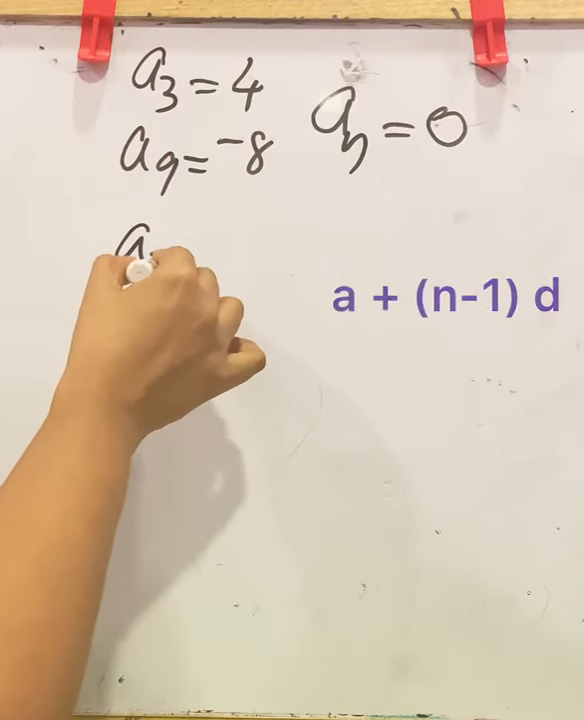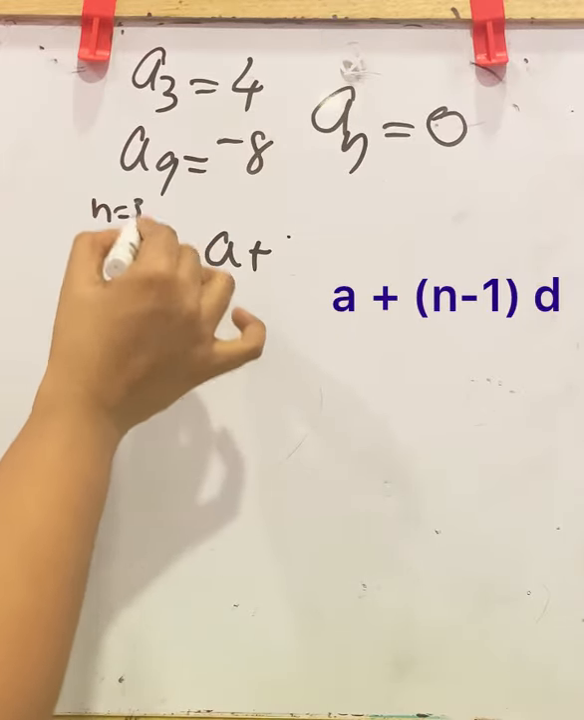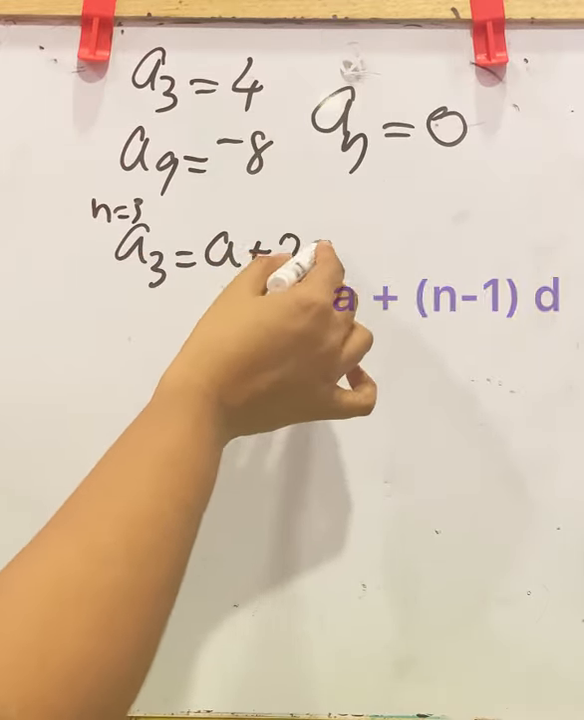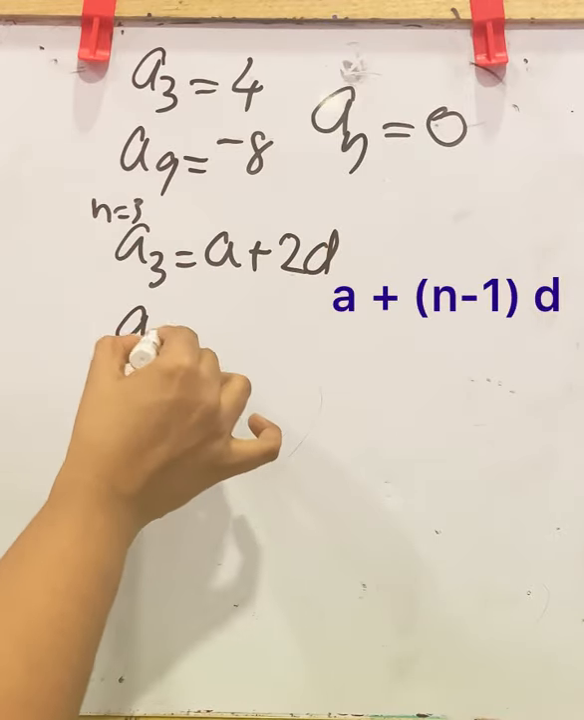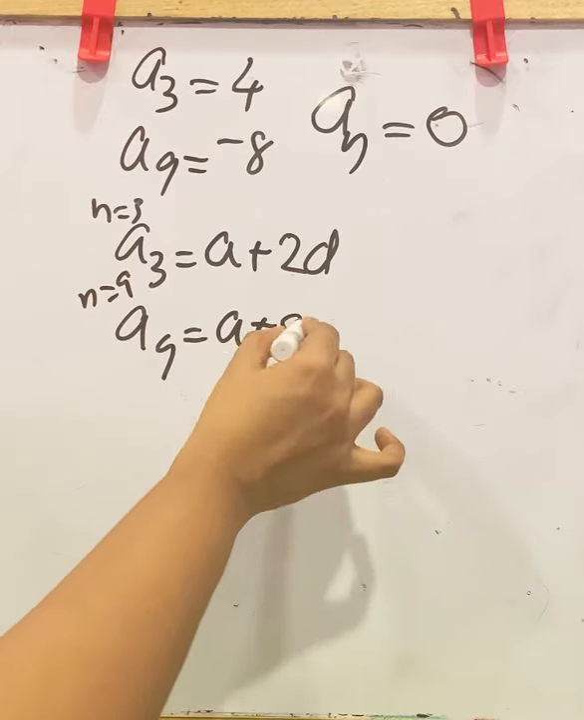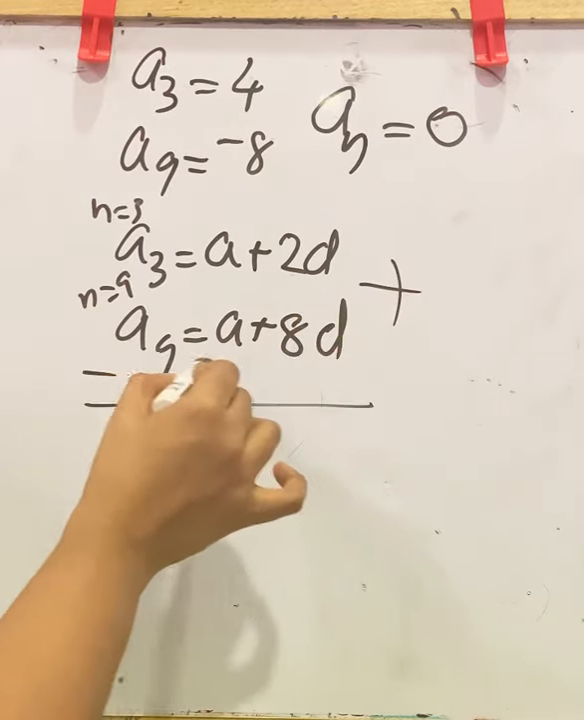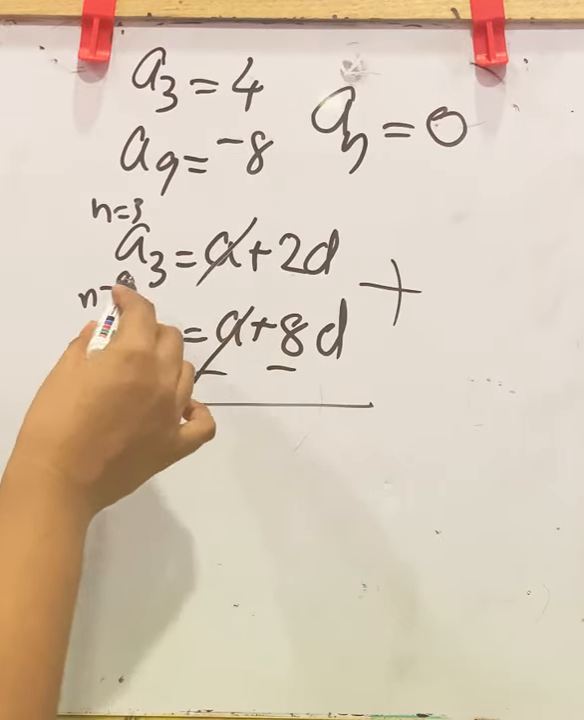That is A3 equal to A plus 3 minus 1. Here n equal to 3. 3 minus 1 is 2D. A9 equal to A plus, here n is 9, so 8D. Now subtract, make it addition. Change the signs. This gets cancelled.